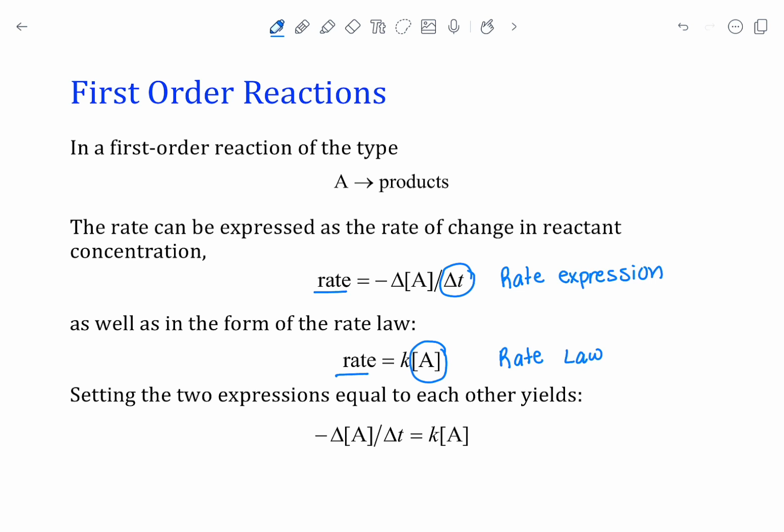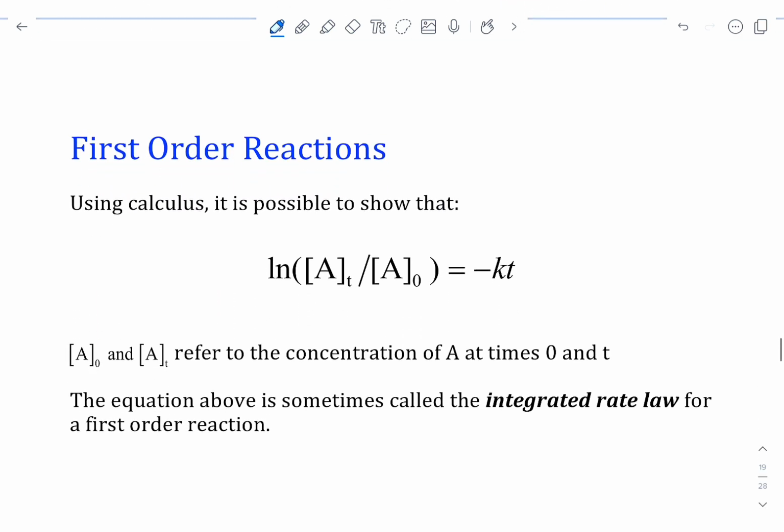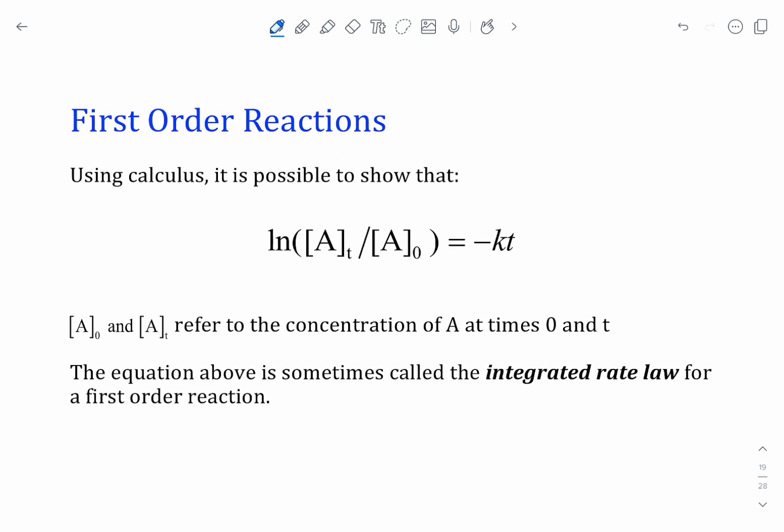So we can set those two expressions equal to each other to get negative delta A over delta T is equal to k, the rate constant, times the concentration of A. Now, there's a little bit more calculus from that previous equation that gets us to our integrated rate law, which we're not going to do, so I've already done that for us. So using calculus, it is possible to show that that expression can relate to this equation right here.